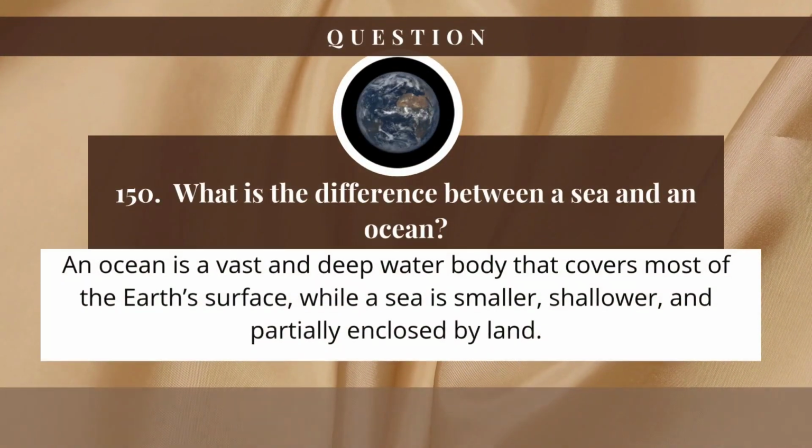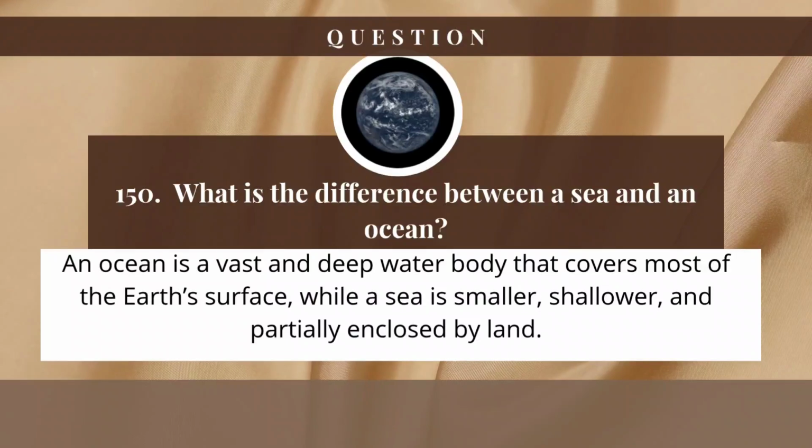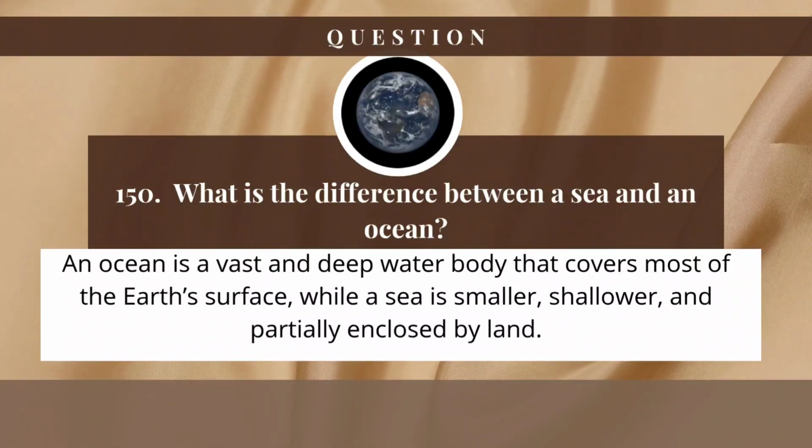150. What is the difference between a sea and an ocean? Answer: An ocean is a vast and deep water body that covers most of the Earth's surface, while a sea is smaller, shallower, and partially enclosed by land.